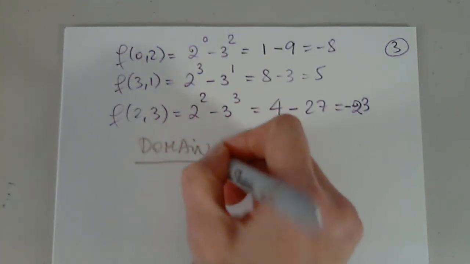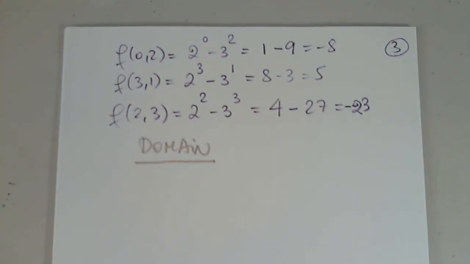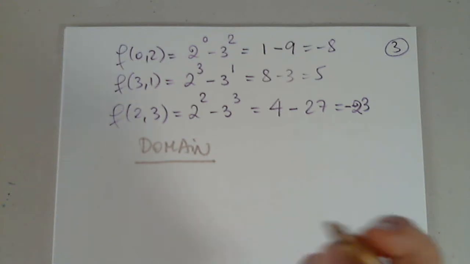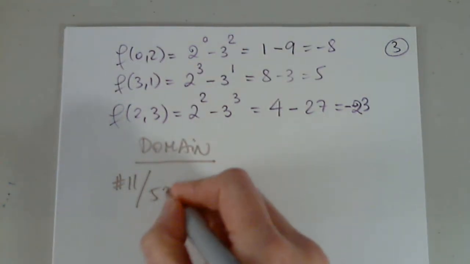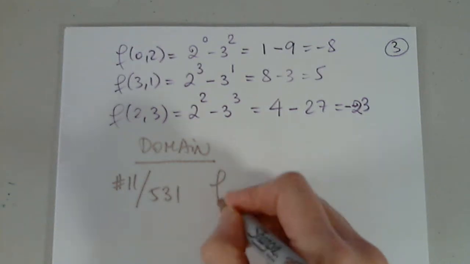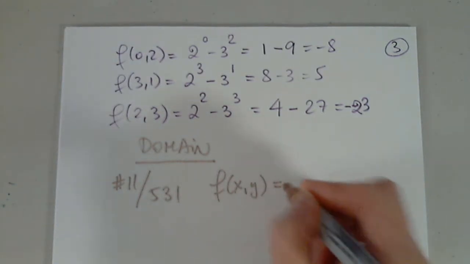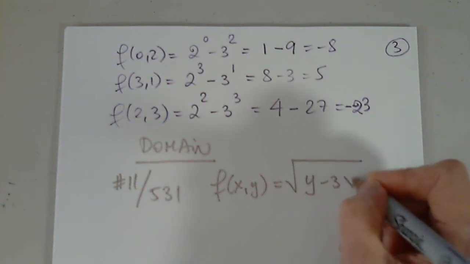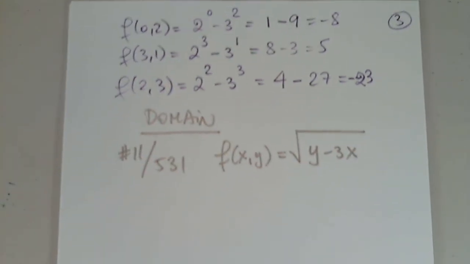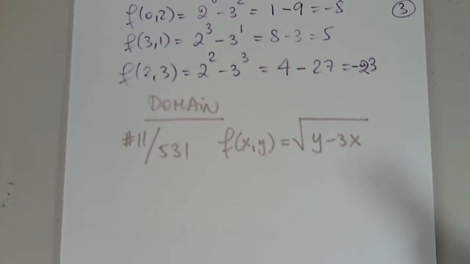of such a function with two variables. Let's start with 11 on 531. We're given f of x comma y, and this is the square root of y minus 3x. At this point, there is only one condition I have to state.